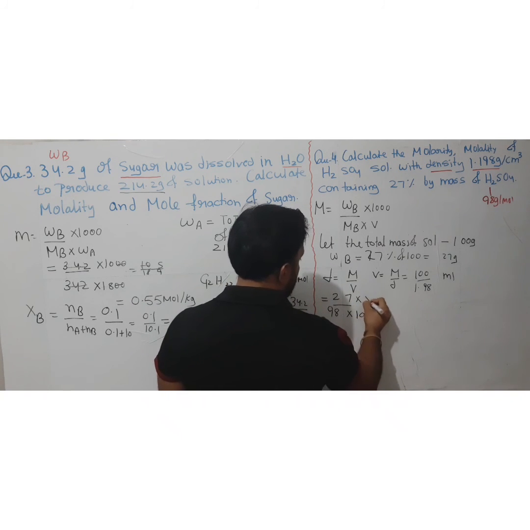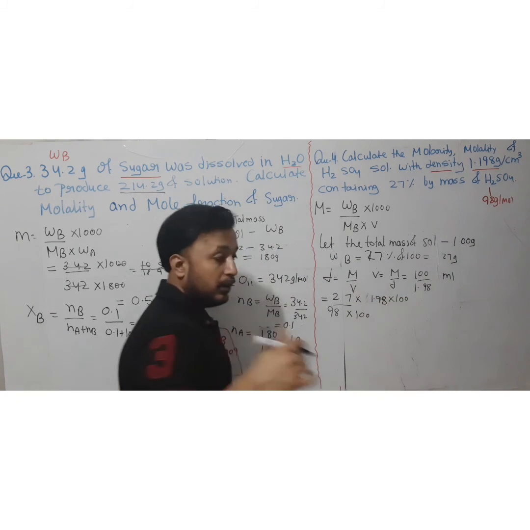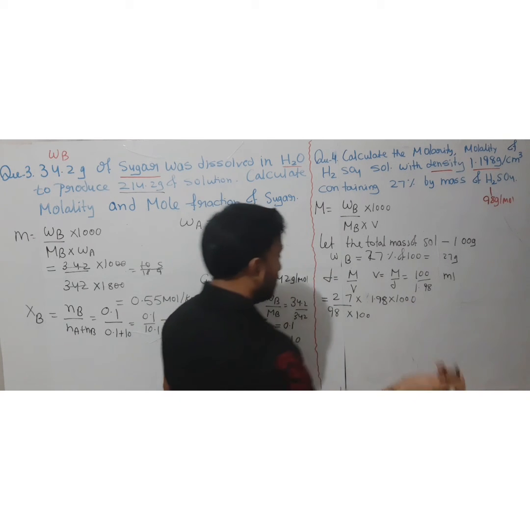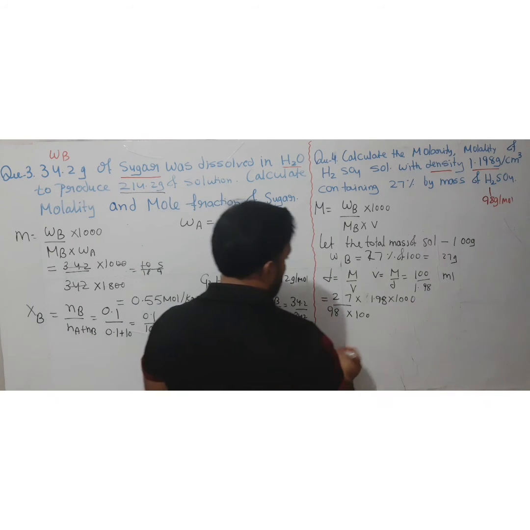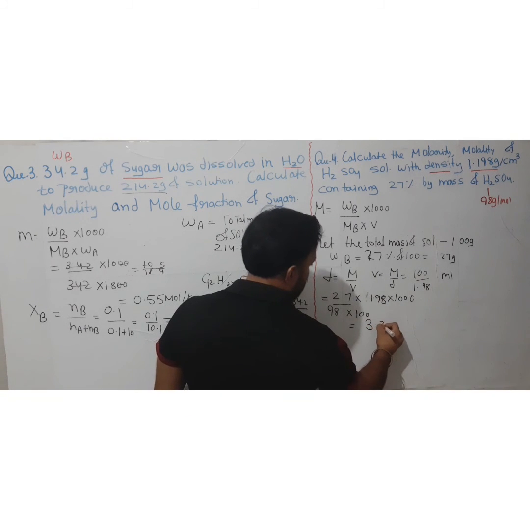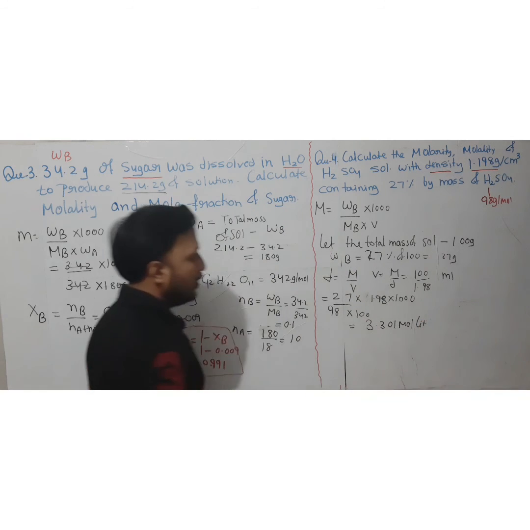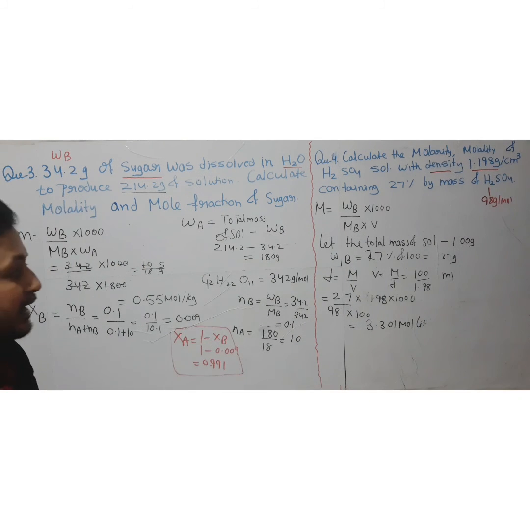100 will be here and 1.198 will be going at the top, and 1000 will be there because the volume is given in milliliter. Okay, so we have to calculate all these things. It comes to 3.301 mole per liter. Okay, so now we have calculated the molarity.